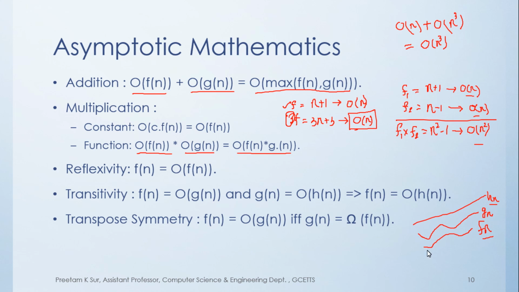And in transpose symmetry, it is telling us that if f(n) is order of g(n), so you have a function f(n) which is upper bounded by another function g(n), it is possible if and only if g(n) is lower bounded by f(n). So if f(n) is upper bounded by g(n), then obviously g(n) has to be lower bounded by f(n). This is what the transpose symmetry rule tells us.